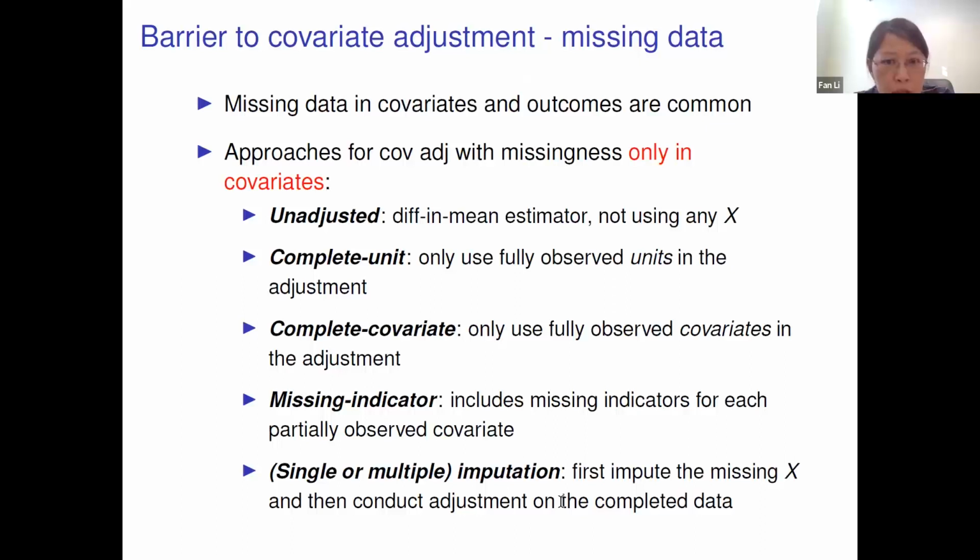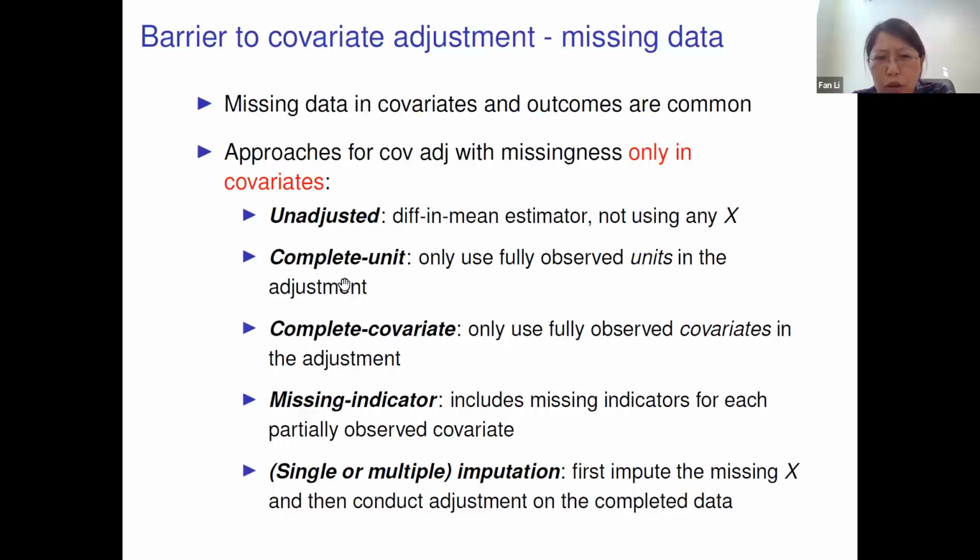Okay, but as I mentioned, the main problem in practice is that you have missing data in both covariates and outcomes, right? So then what should you do? In the literature, the study of these topics is usually separated into missingness in covariates and missingness in outcome, because we know that these two things are of very different nature. So let's think of when you have missing data only in X, only in covariates. What do people do? Well, the first thing is you don't do anything. You just use the difference in means, an unadjusted analysis.